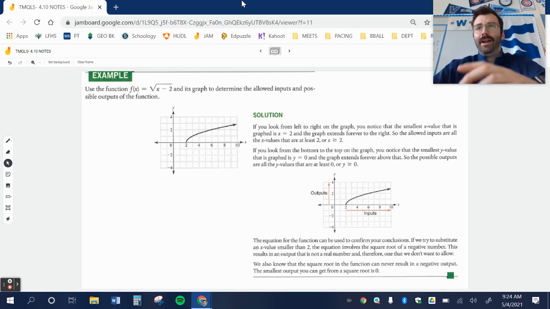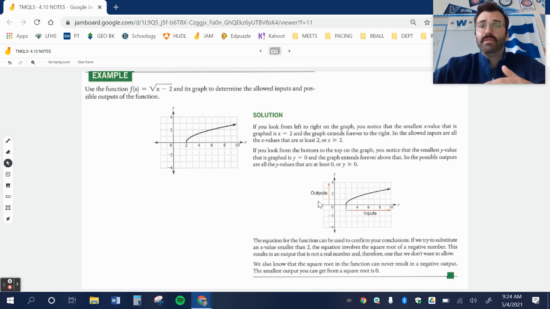So this is called a radical function, it should say that in your margin there. It's a radical function because our x is underneath the square root. Remember, this little square root is called a radical. If you look at the graph from left to right, you notice the smallest x value graphed is 2. And then if you look, the inputs continue to increase. So x can be any number greater than 2.